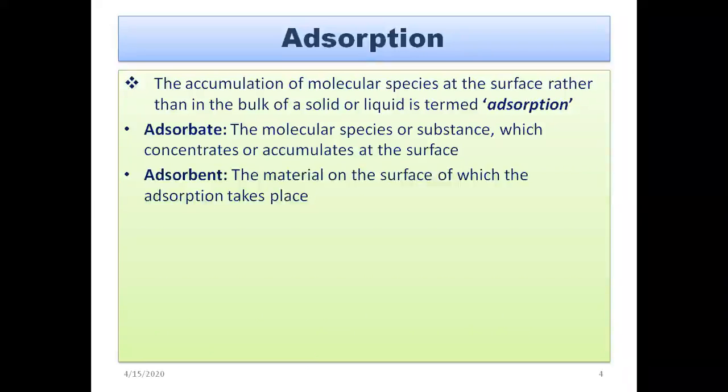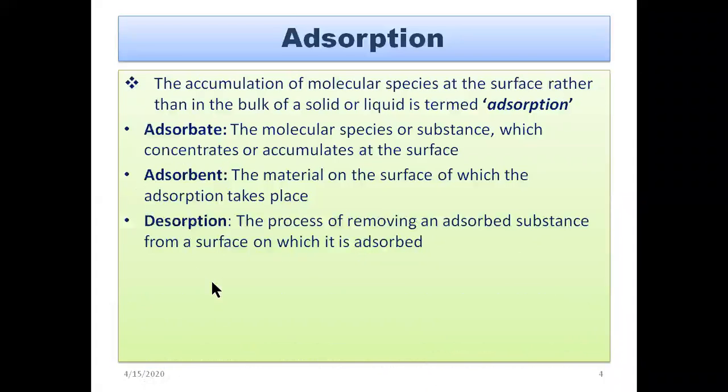So what is an adsorbent? The adsorbent is the material on the surface of which the molecules are adsorbed. Look, the adsorbent is just like the solvent, the major one. So the adsorbent is the material on the surface of which the adsorption takes place. The adsorbate is synonymous to the solute, and the adsorbent is synonymous to the solvent. Here, similarly, we have adsorbate and adsorbent.